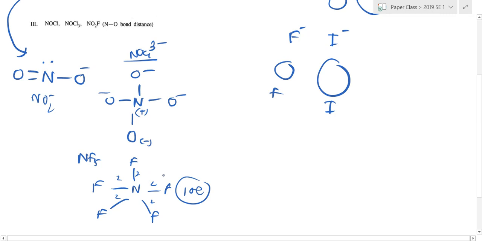NF5, NCl5 are not in nature. Because nitrogen does not have d orbitals. Nitrogen is in the second period, so it does not have d orbitals. Therefore it cannot overcome the octet rule.